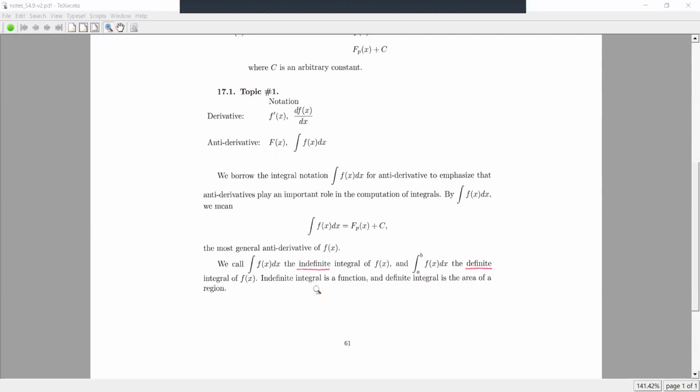Indefinite integral is antiderivative. So indefinite integral is a function. Definite integral is the area of a region. So definite integral is a number. So you should be able to tell the difference. Indefinite integral is antiderivative. Definite integral is area of a region.